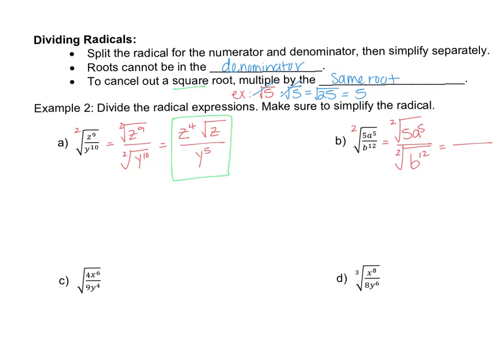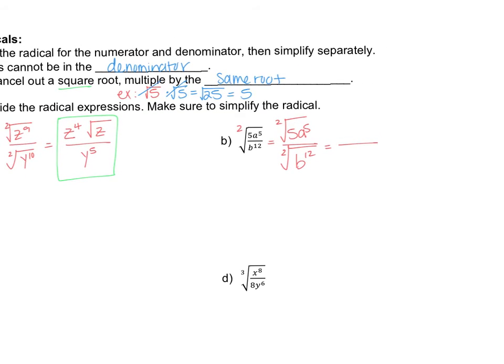So on my top here, I don't think there's much I can do. This 5 doesn't break down into anything. Like 5 is not a perfect square root, neither does it break down into anything because it's a prime number. So let's deal with the a here.